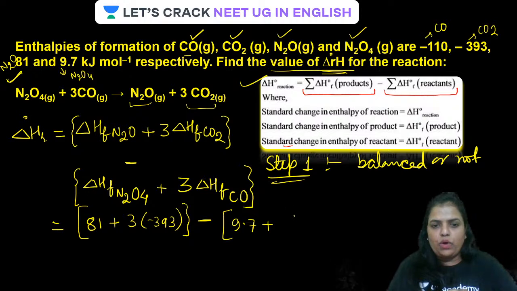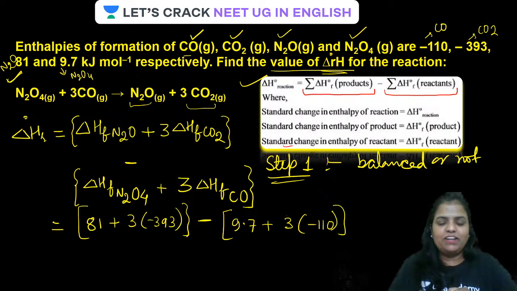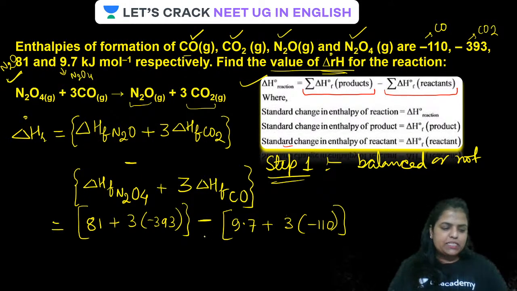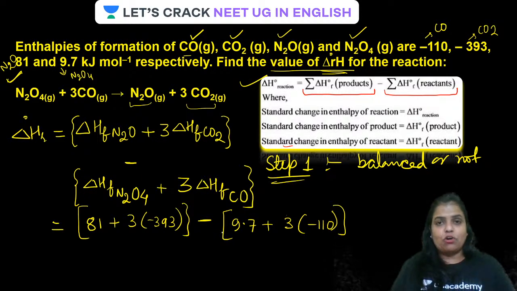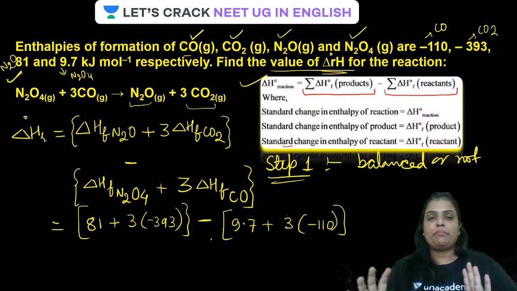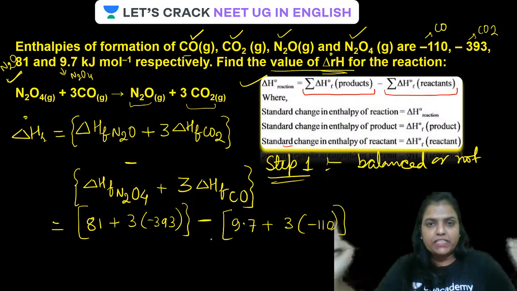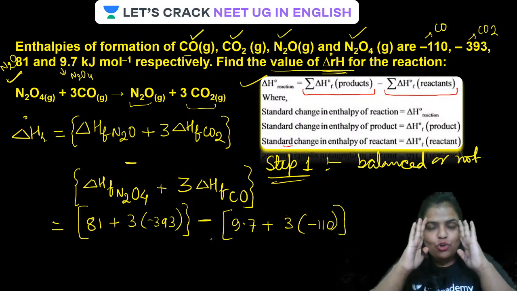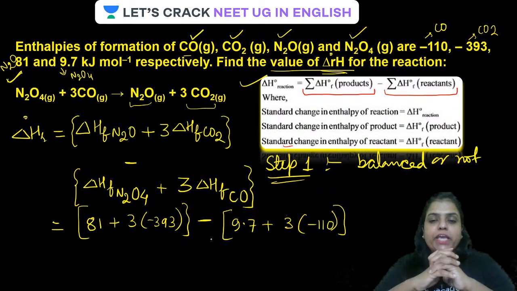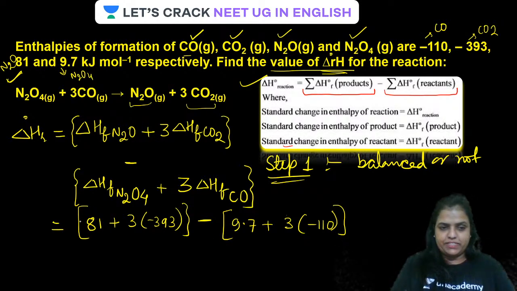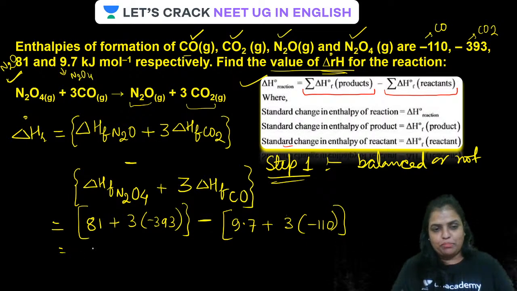Yes, then you have to take carbon monoxide. For carbon monoxide, it is minus 110. This will be how much, guys? This will be 3 into minus 110. All clear? Now what you have to do? Simply solve it, guys. And remember, another very important step is to look at the sign. Don't ever make a mistake in the sign, guys. Otherwise, your answers can be wrong.